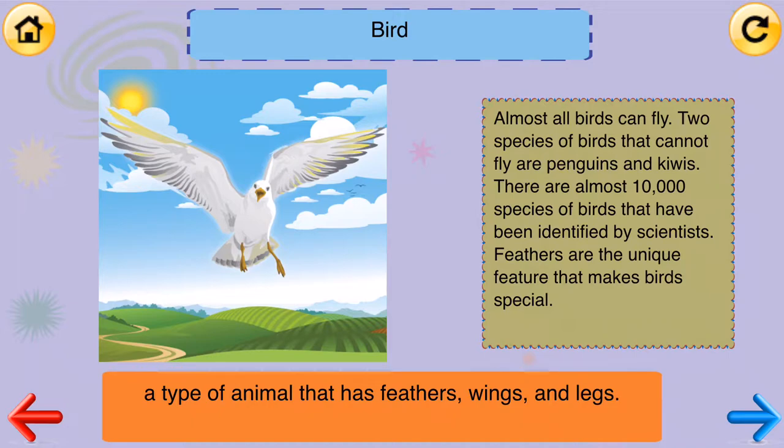Bird. A type of animal that has feathers, wings, and legs. Almost all birds can fly. Two species of birds that cannot fly are the penguins and kiwis. There are almost 10,000 species of birds that have been identified by scientists. Feathers are the unique feature that make birds special.